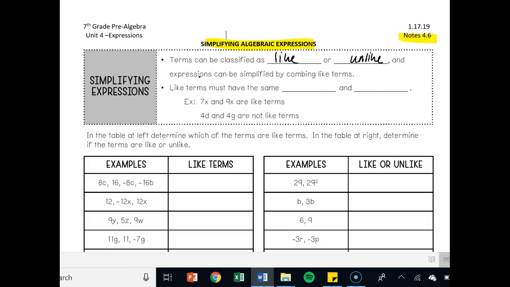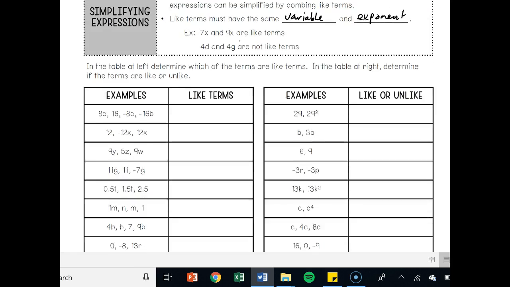So like terms, important, must have the same variable and exponent. So for instance, 7x and 9x are like terms because they both have x. 4d and 4g are not like terms because they have different variables. It's not about the number, it is about the variable. So let's take a look at a couple of examples.